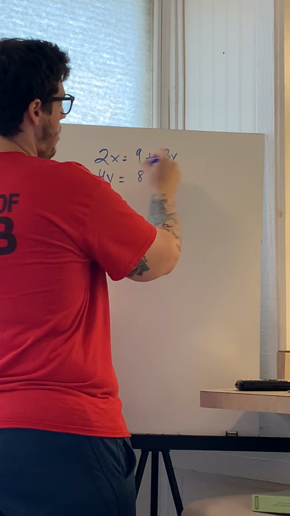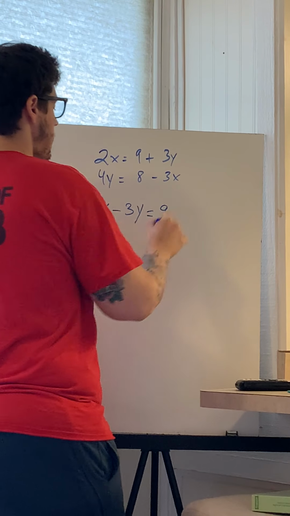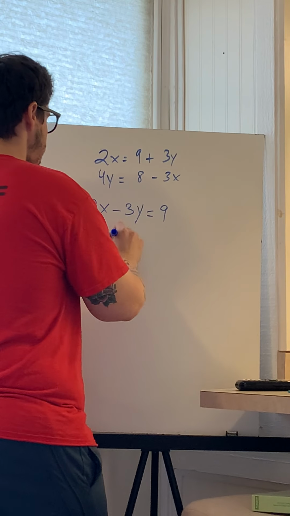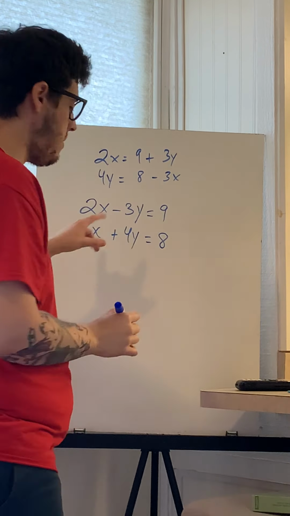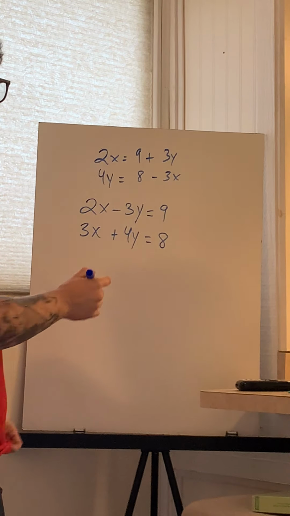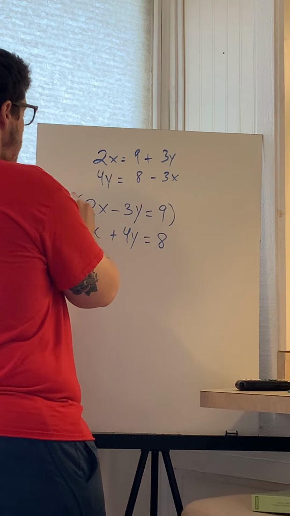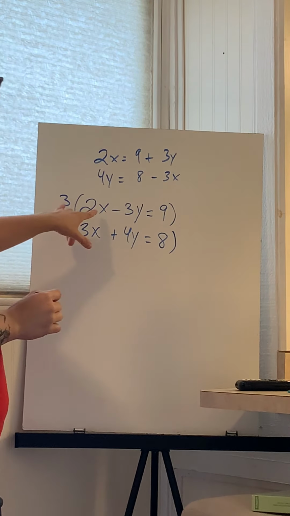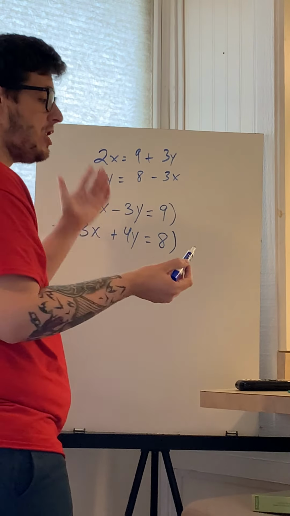Before I do anything, I'm going to subtract 3y on the top, and I'm going to get this. And I'm going to add 3x on the bottom. And that's going to give me this, because now these can be a little bit more easily manipulated so that I don't have opposites, but I can generate them. So I will multiply the top by 3, and I will multiply the bottom by -2, and that's going to give me a 6x here and a -6x here, and that's going to make my simplification, my addition method work.